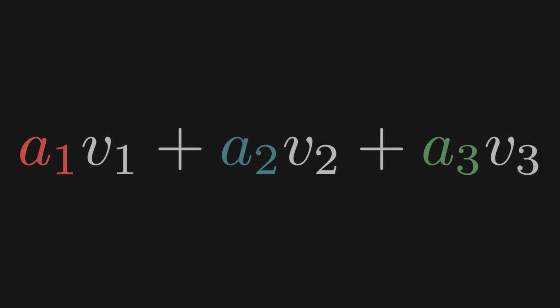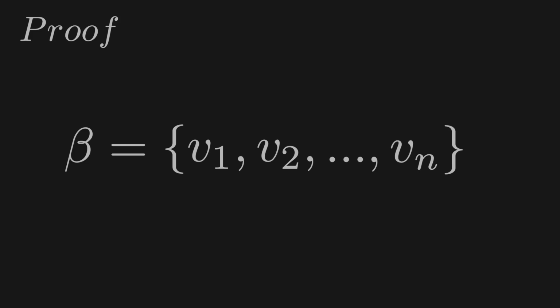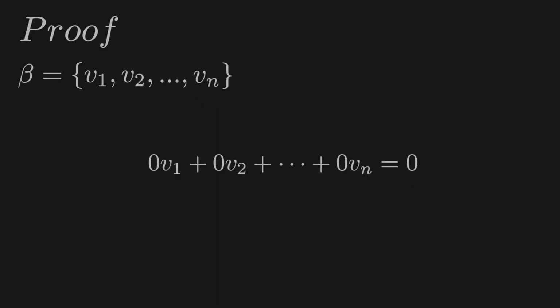This will be important later when we get to coordinate vectors, but how does the set of vectors being linearly independent guarantee that the coefficients of the linear combinations will be unique? I will actually go through the proof for this because I think that it is quite clever. We let beta equal v1 through vn be a basis of the vector space V. Recall that a set is linearly independent if the only way to write the zero vector as a linear combination is to have the coefficients of each vector be 0.